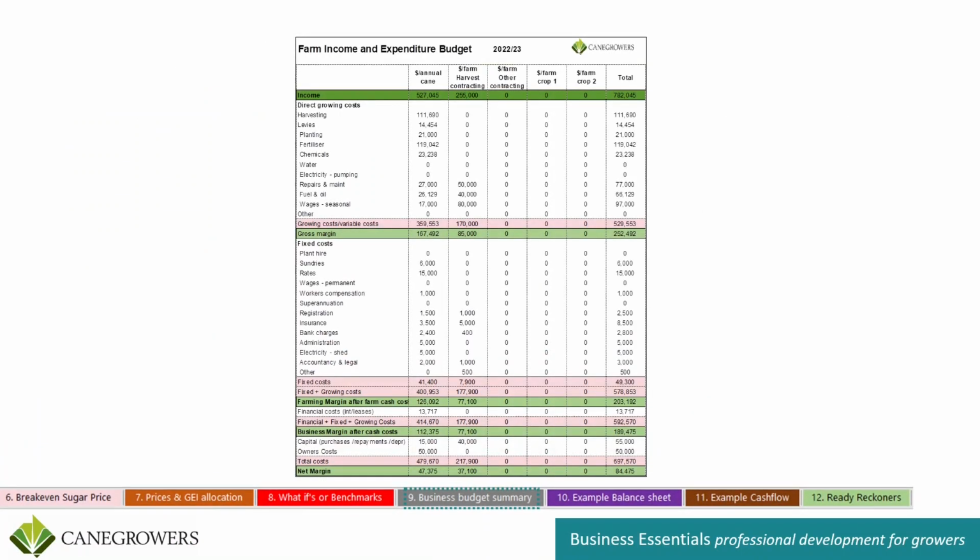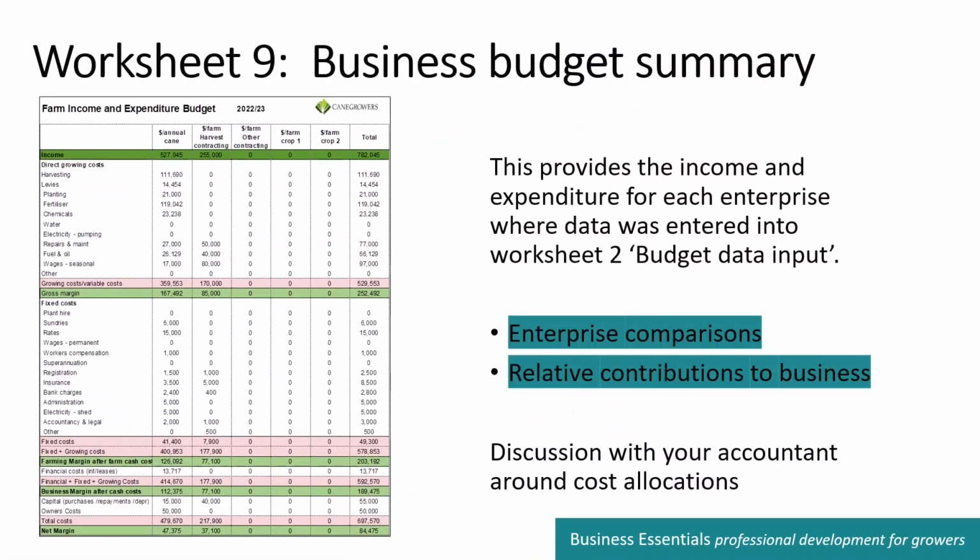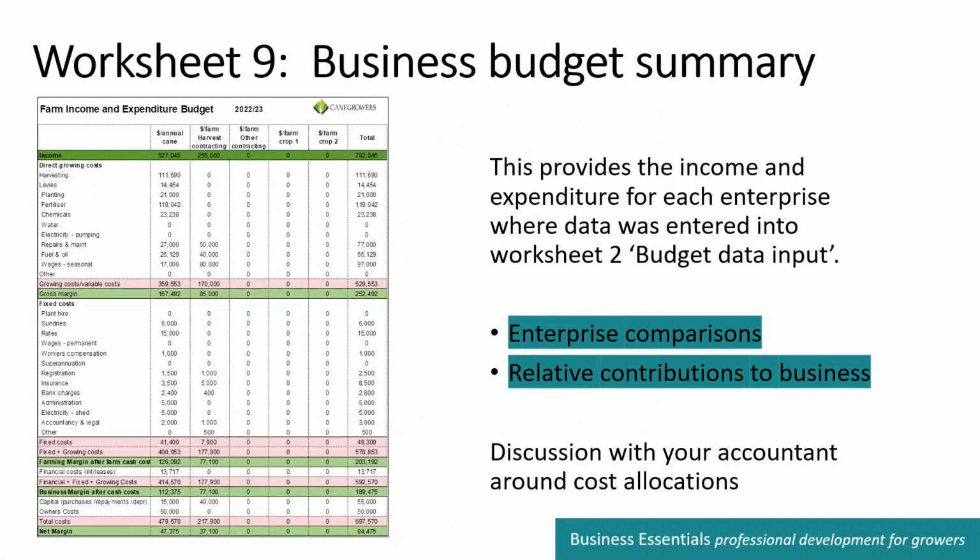Moving on to the next results sheet now. We have worksheet 9, which is the business budget summary. This view pulls together the costs from any other enterprise that you have entered for the farm. It provides a summary view of the whole business with a side-by-side summary of each enterprise and how those contribute to the overall business.